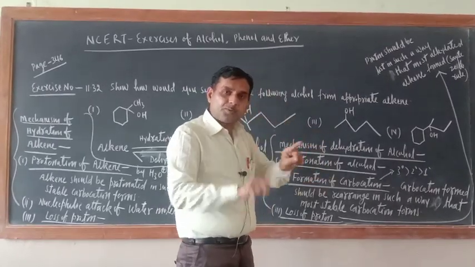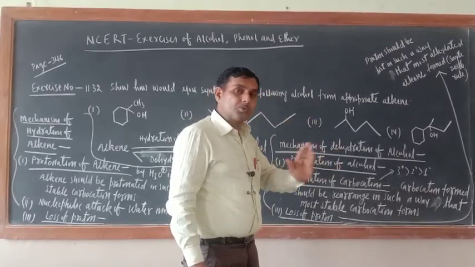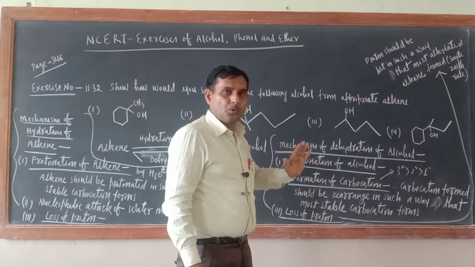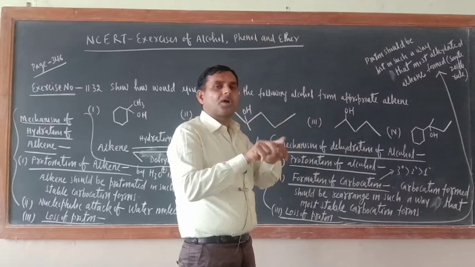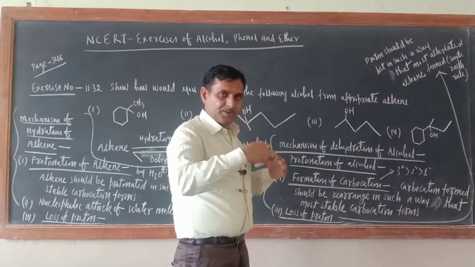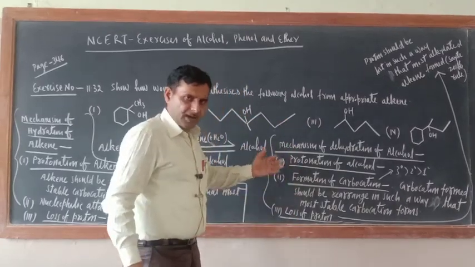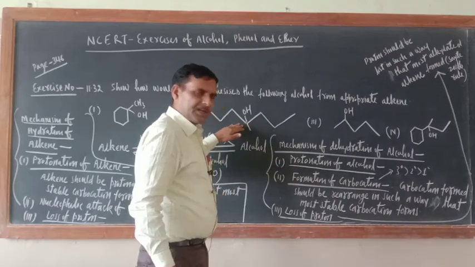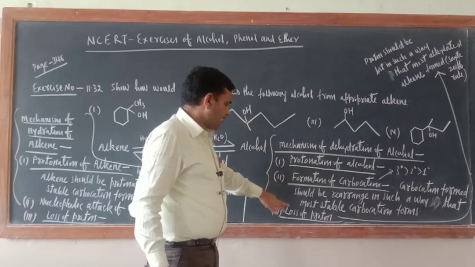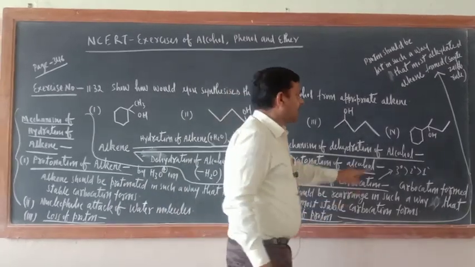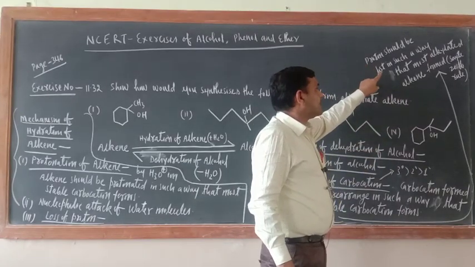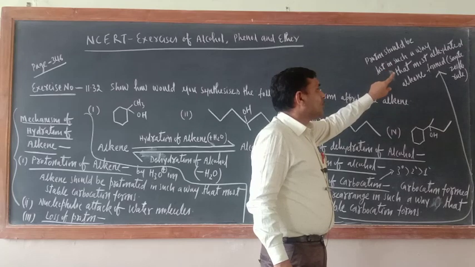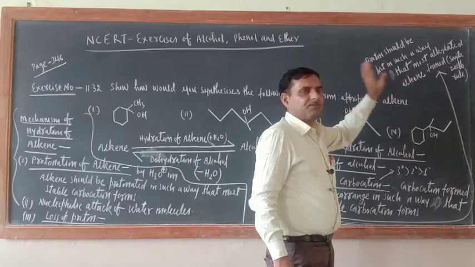Because two sides would be there to lose the proton. For the losing of proton there are two sides, because carbocation is there. I will tell you how. When I teach this one, then you will come to know. So when proton loss is there, again you have to take care. Proton should be lost in such a way that the most alkylated alkene forms.